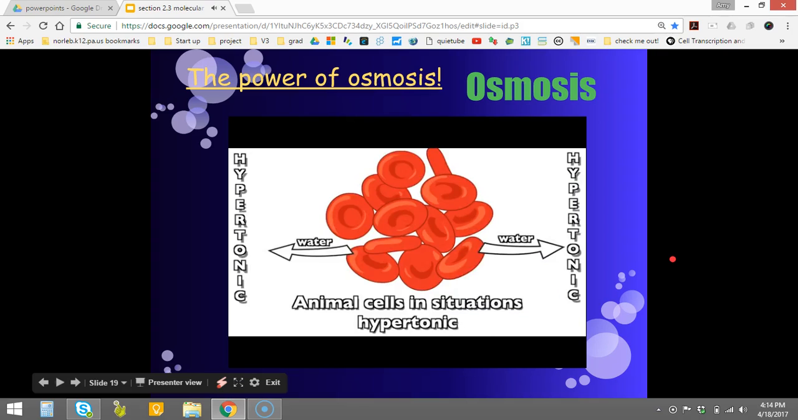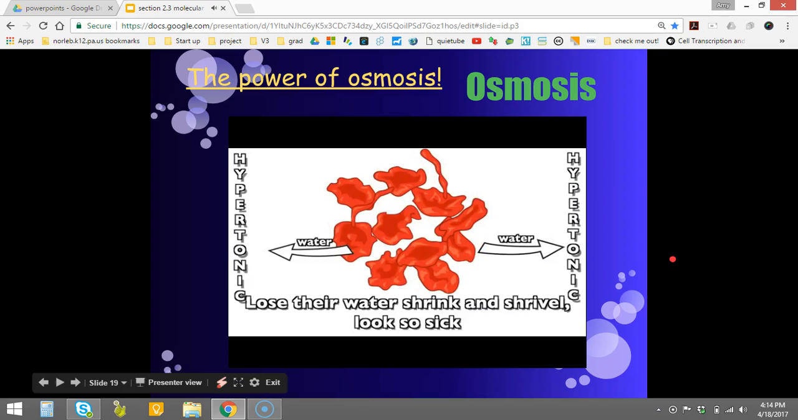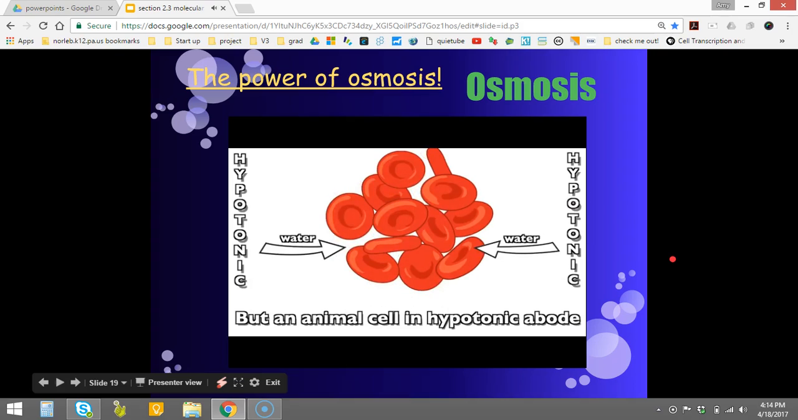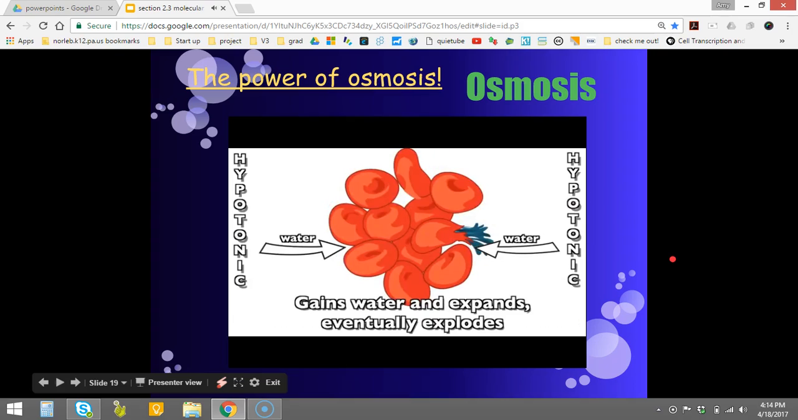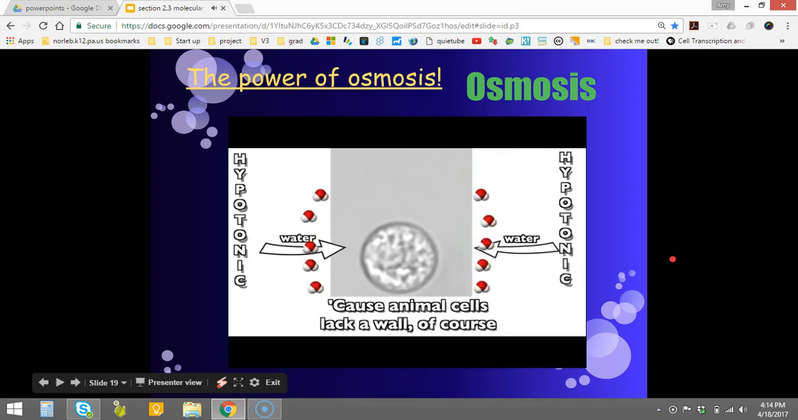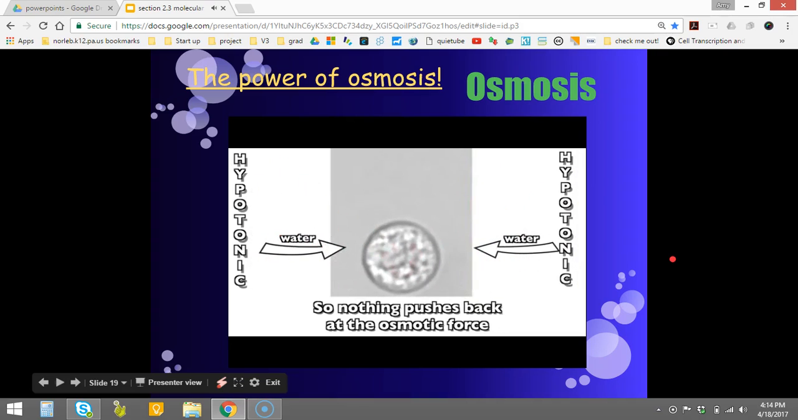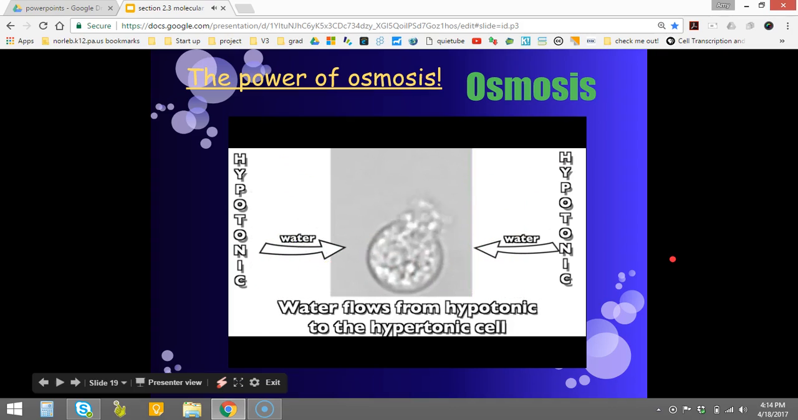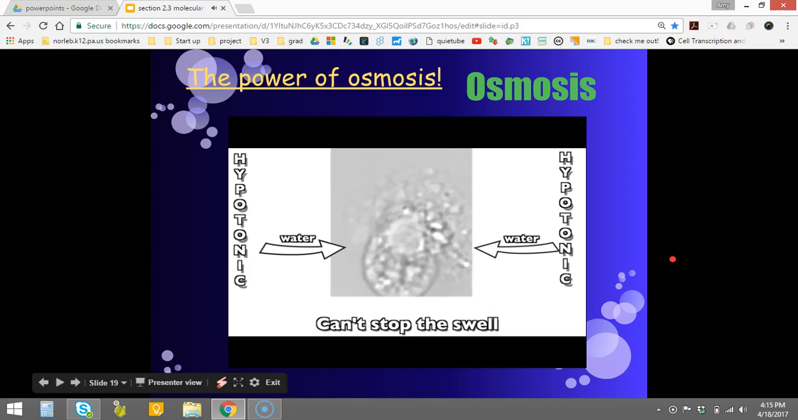Animals, cells and situations hypertonic, lose their water, shrink and shrivel. Looks so sick, but an animal cell in hypotonic abode gains water and expands, eventually explode. Cause animal cells lack a wall, of course, so nothing pushes back at the osmotic force. Water flows from hypotonic to the hypertonic cell, which bursts cause the membrane can stop the swell.